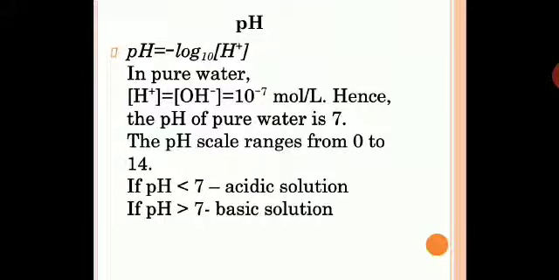I repeat myself, pH is equal to minus the log of H plus ions. If H plus ions increase, pH value will decrease. Decreasing of pH value means it is more acidic. The strength of the acid will be higher. So like that you have to relate, it is inversely proportional.